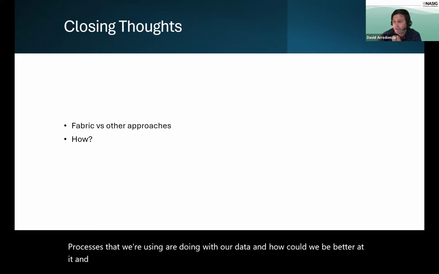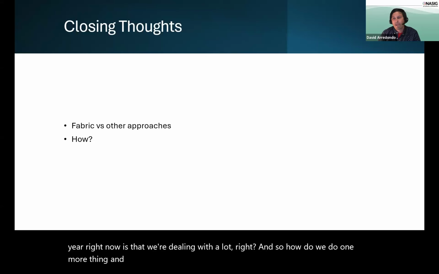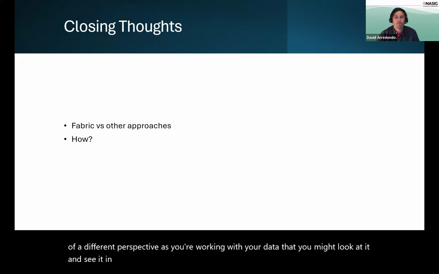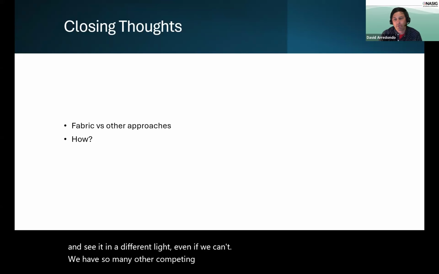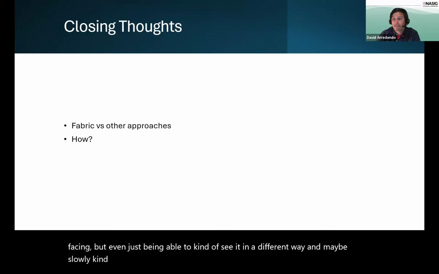And so my hope is that even though this is a lot, and I know the understatement of the year right now is that we're dealing with a lot, how do we do one more thing? What I'm hoping is that this will give a little bit of a different perspective as you're working with your data, that you might see it in a different light, even if we have so many other competing priorities and problems that we're facing. But even just being able to see it in a different way, and maybe slowly think of our data practices, might really be helpful to us all.